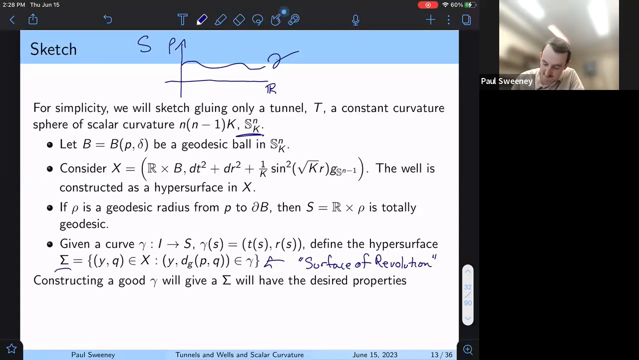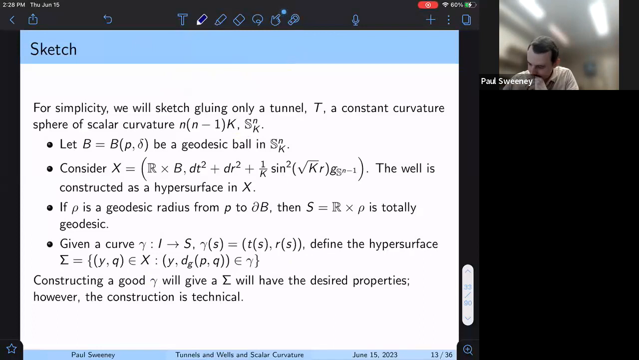And so since this is our surface, the goal now is, from gamma, if we construct a gamma, can we get control over the surface Sigma, which will be our tunnel or well, and have it have desired properties? The scalar curvature, and control the diameter and the volume. The answer is yes, but let me tell you why and how.